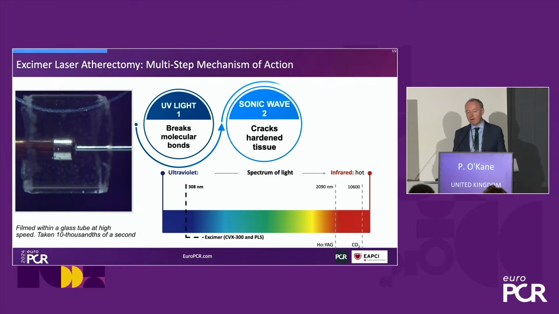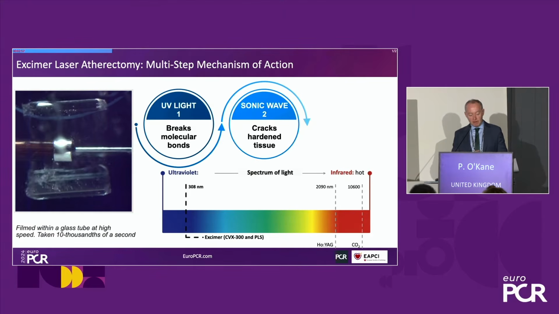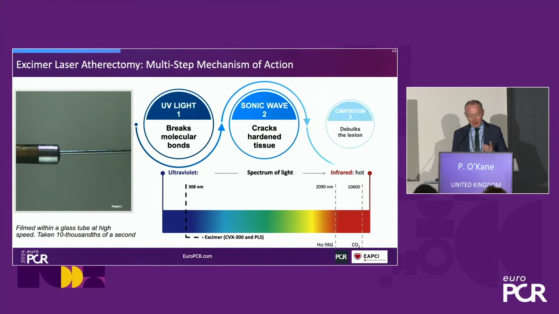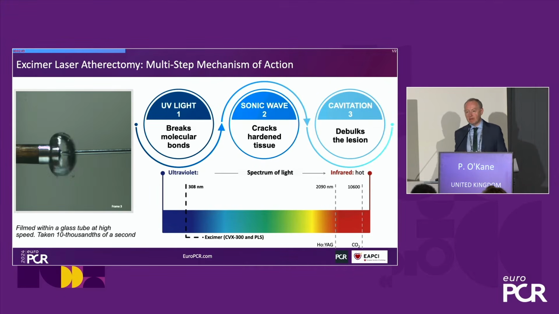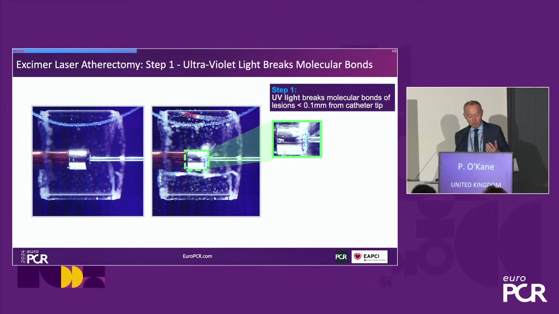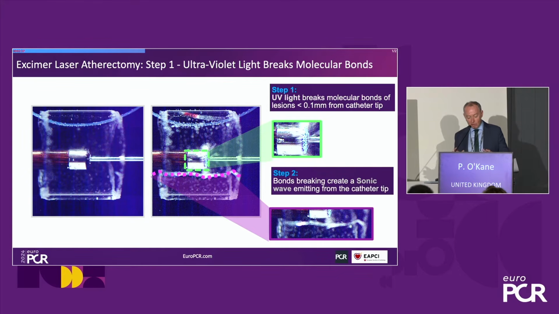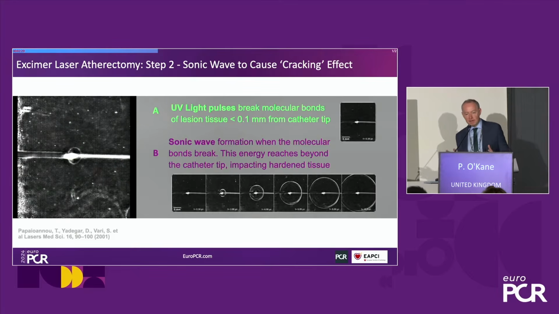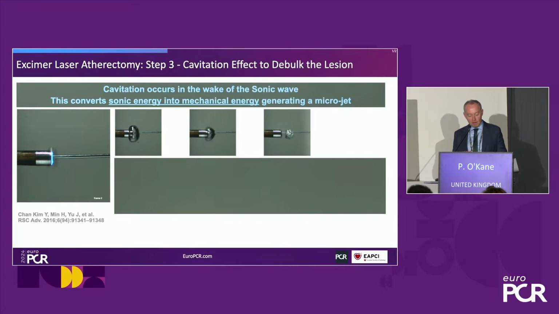It's a multi-step mechanism of action. Laser is very interesting. It's ultraviolet light initially, which is 308 nanometers, so it's very safe. Then you get the sonic wave that cracks the more fibrotic, calcific tissue. And then you get this cavitation effect where the catheter almost forms an umbrella. It macerates material, producing tiny particles that don't cause any problem with no reflow. So this first step is the atherectomy, how it breaks the bonds, the UV light, with very shallow penetration depth. You get this sonic wave that then penetrates into the tissue in a sort of perpendicular fashion. And you can imagine how this is going to break the tissue, crack the calcium and crack fibrotic disease.